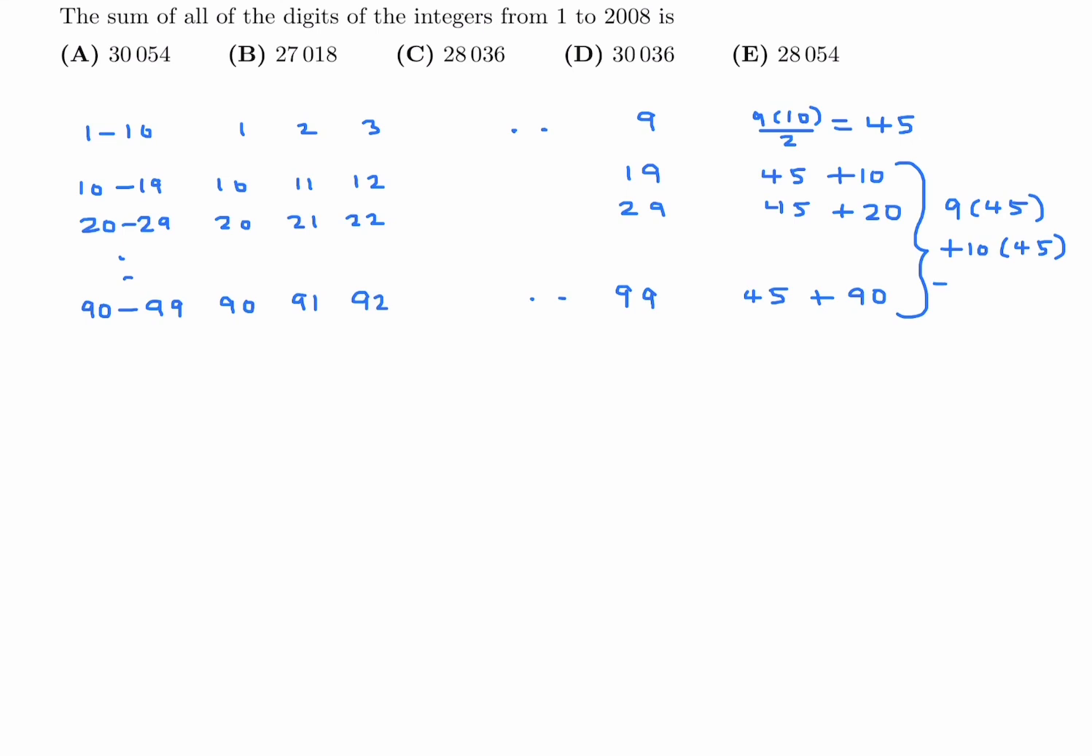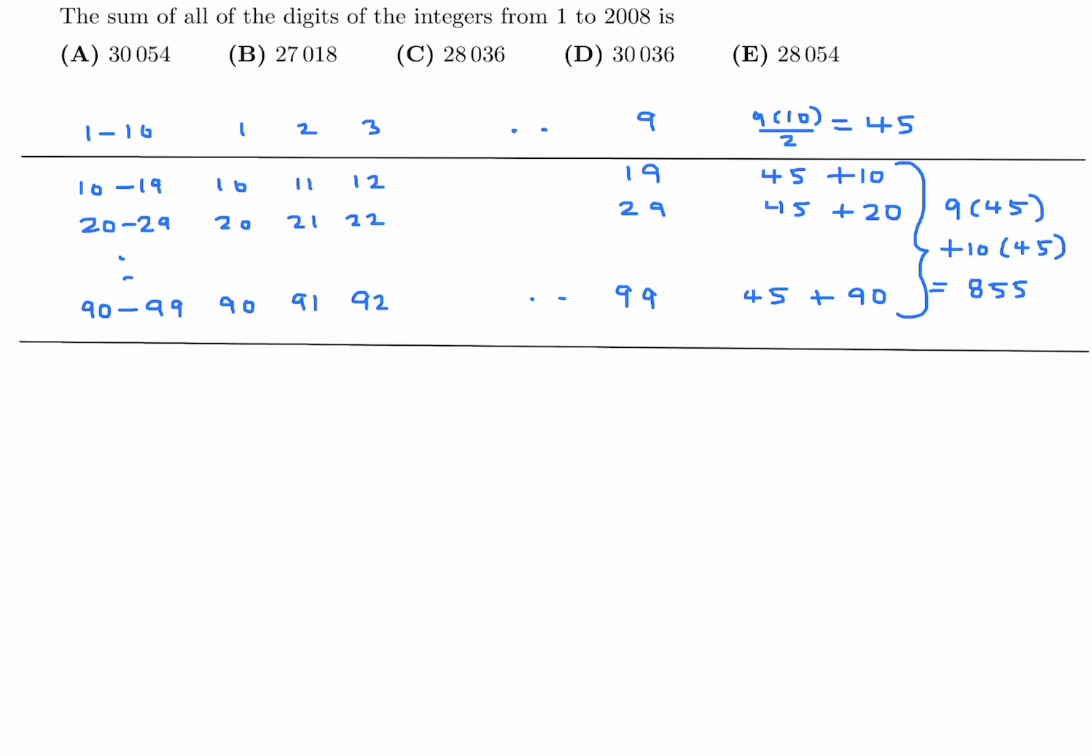And therefore this is going to be 855. All right, so that takes care of that one. Now we get to the next part, which is going to be hundreds. So let's look at 100 to 109.